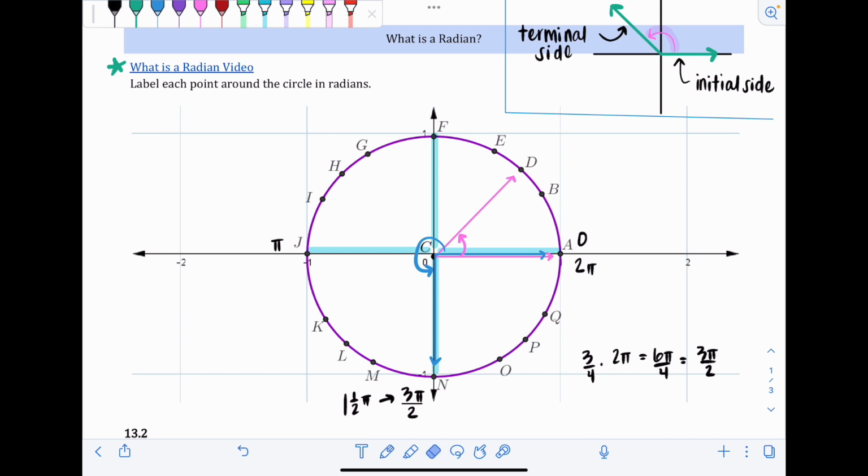Then if we move on to that pink angle, we think of what the slices are that are that big. We're starting right here on the initial side. I have a slice right here. If I create another slice that same size, and keep creating slices that same size all the way around the circle, I would have 1, 2, 3, 4, 5, 6, 7, 8 of those identical slice pieces. That means that point D is 1/8 of a full rotation. So we could take 1/8 and multiply it by 2 pi, which is 2 pi over 8. If we reduce that, it's pi over 4. So the angle that goes to point D is pi over 4.